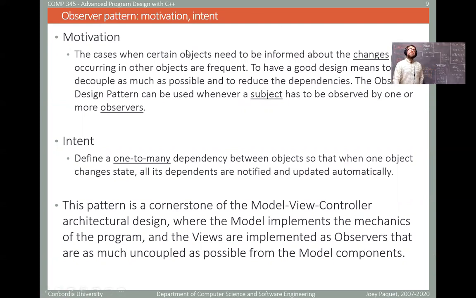So a pattern has a motivation. What's the motivation of the observer pattern? The idea is that you have a certain object that has a state, and then you have another object that wants to be able to react to this change of state of the first object. So you need some kind of notification mechanism. When the first object changes its state, it would use some communication mechanism to notify the other object that its own state has changed, so that the other object can react to this object's state having been changed.